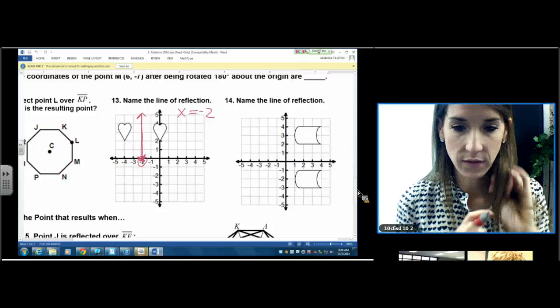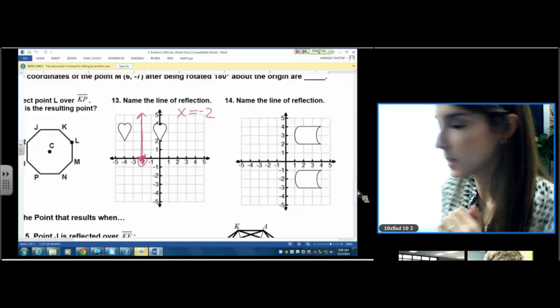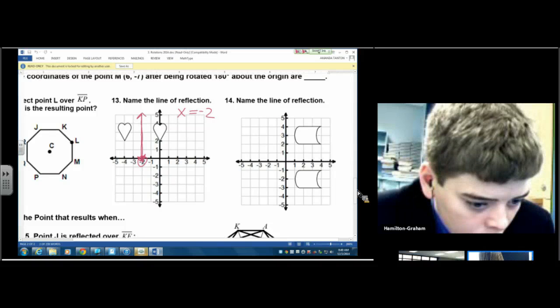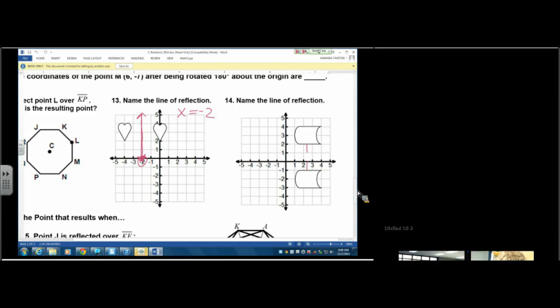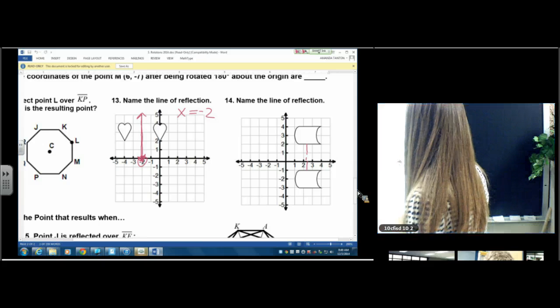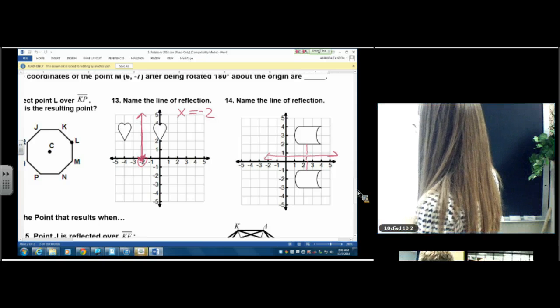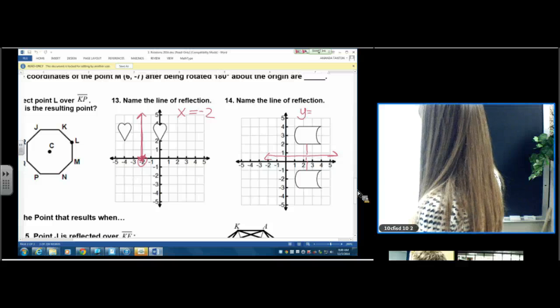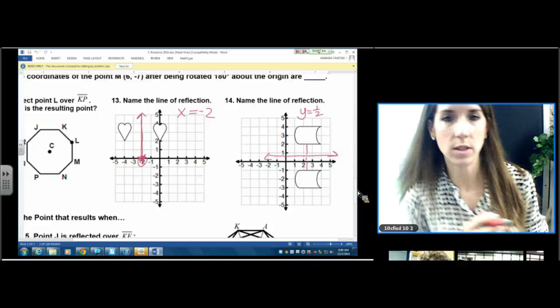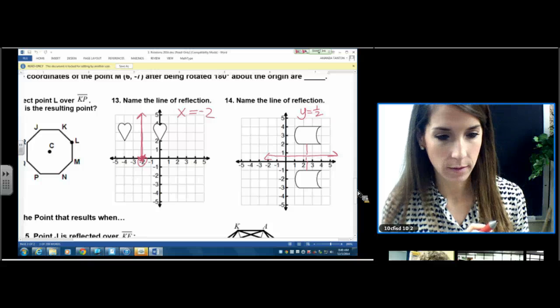The next one, you have to find the midpoint between the two shapes. So you kind of like, oh, I'll go up one, okay, I'll go down one. Oh, I'll go up a half, I'll go down a half. So the line that's equidistant between the two shapes is hitting the y-axis right between 0 and 1, which would be 1/2.